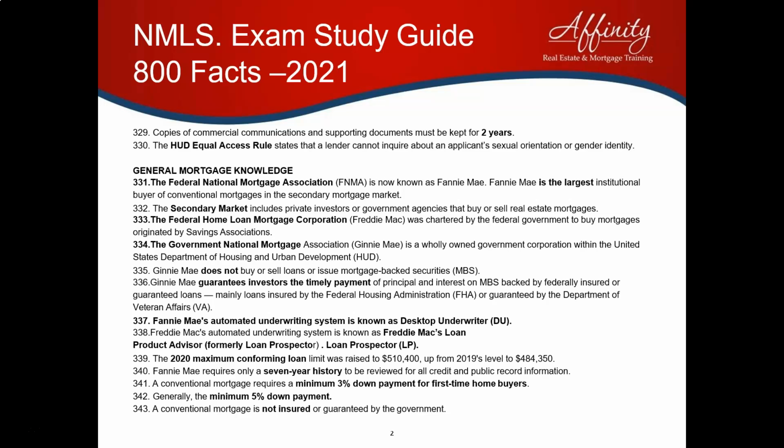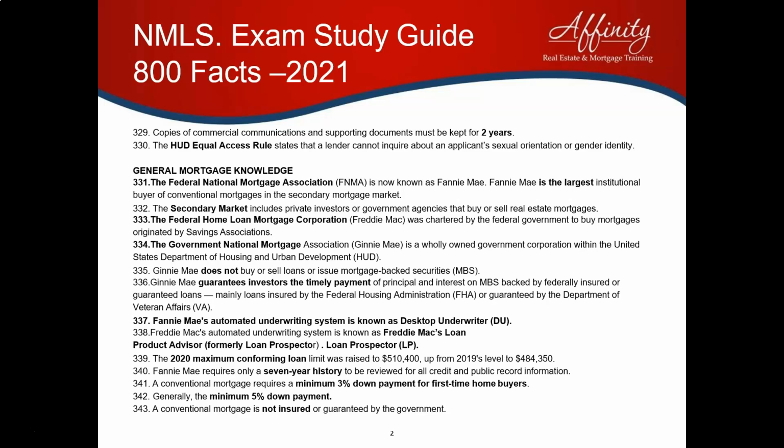Ginnie Mae does not buy or sell loans or issue mortgage-backed securities, MBSs. Ginnie Mae guarantees investors the timely payment of principal and interest on mortgage-backed securities that are backed by federally insured or guaranteed loans, mainly loans insured by the Federal Housing Administration, FHA, or guaranteed by the Department of Veterans Affairs, VA. Fannie Mae's automated underwriting system is known as Desktop Underwriter, or DU. Freddie Mac's automated underwriting system is known as Freddie Mac's Loan Product Advisor, formerly just called Loan Prospector, or LP. The 2020 maximum conforming loan limit was raised to $510,400, up from 2019's level of $484,350. Fannie Mae requires only a 7-year history to be reviewed for all credit and public record information.